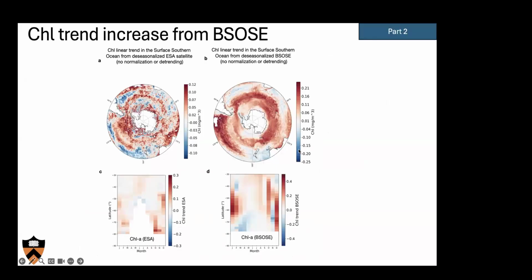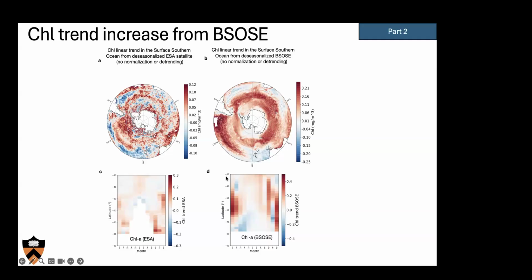Now, to better visualize the trend, here I compare A and B. A is the trend from the satellite data, and B is the trend from Bisosi. And C and D are the seasonal dependence of the trend. As you see, there are some differences with the satellite data, but in the Pacific sector, I see that Bisosi slightly overestimated the increase in chlorophyll at the boundary, where it's more uncertain, but not here in the open ocean, and it is here near the coast. So just to emphasize this difference.